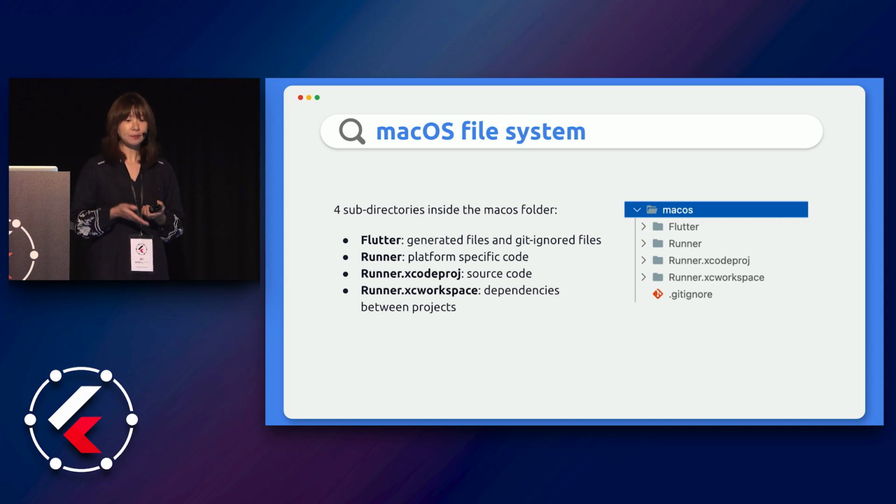What does it mean, right? Underneath the macOS folder, there are some subfolders. The Flutter one is for some generated files, but you probably don't want to touch them. And there's some platform-specific code, some source code, and dependencies. You don't have to actually manage them manually, but you will see them in your folder. That's everything you need for macOS.